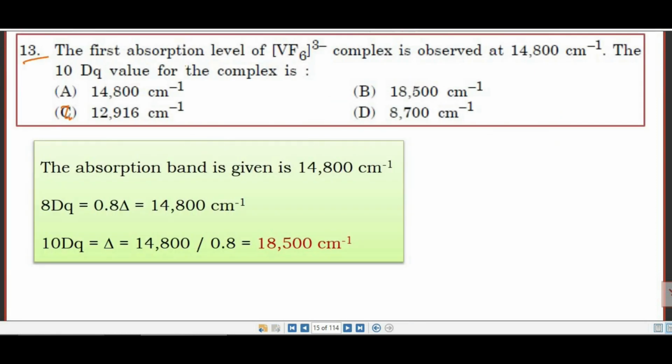Question number 13. The first absorption band for the [VF6]3- complex is observed at 14,800. The 10 Dq value for the complex is asked. V3+, vanadium 3 plus, has a d2 configuration. Here the absorption band is 14,800, which is for 8 Dq. For 10 Dq, delta is 14,800 divided by 0.8. It is 18,500 centimeter inverse.